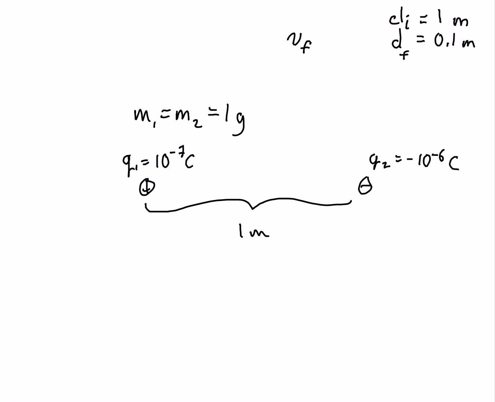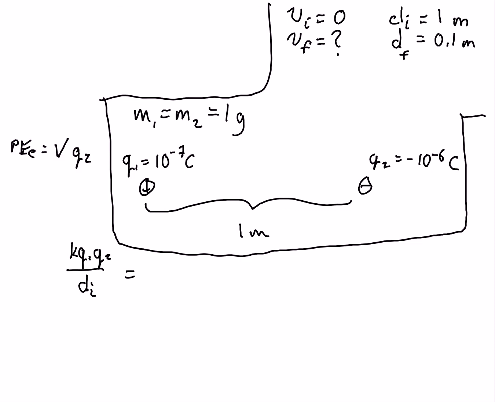We'll call the initial distance D initial, 1 meter. They start at a distance apart D initial, and they start at rest with 0 velocity. And so the question is then, what is the final velocity? Well, the initial energy is just the electric potential energy, which is k Q1 Q2 over D.